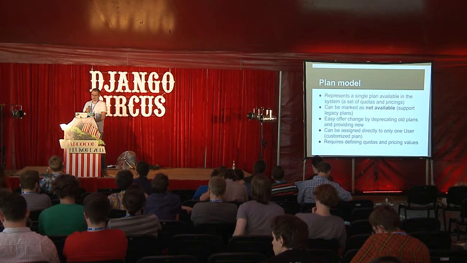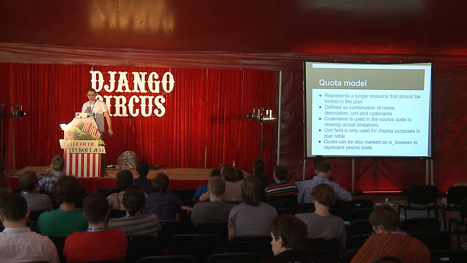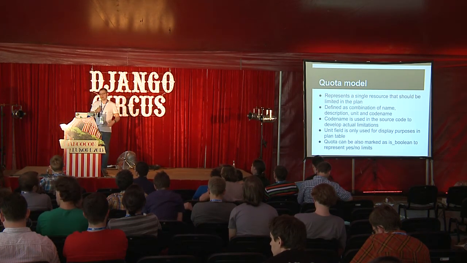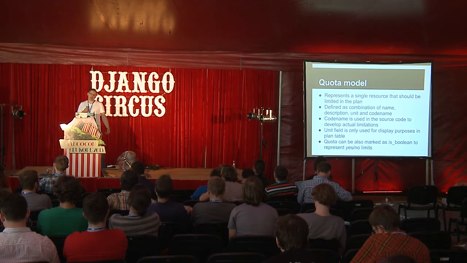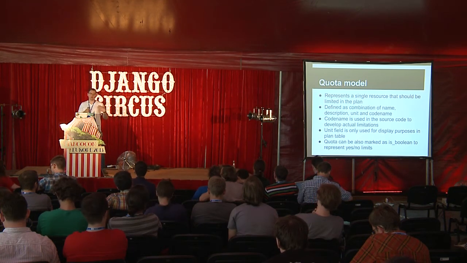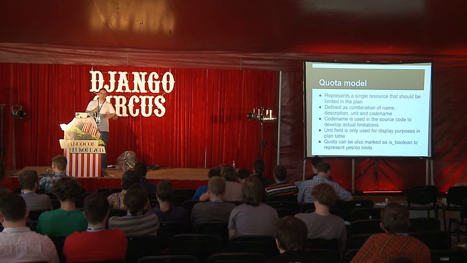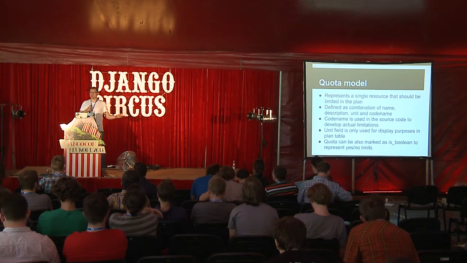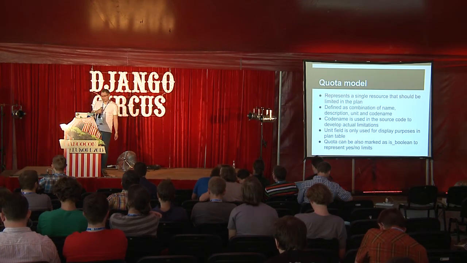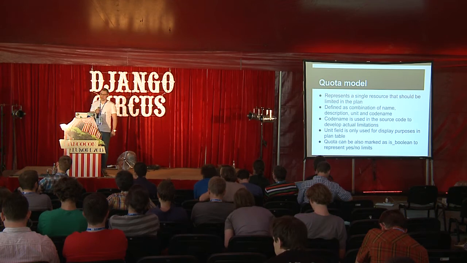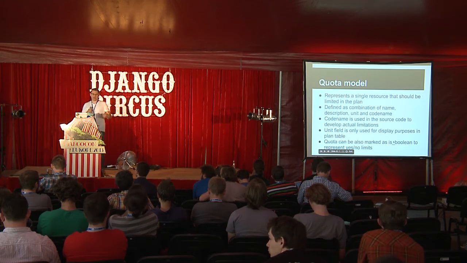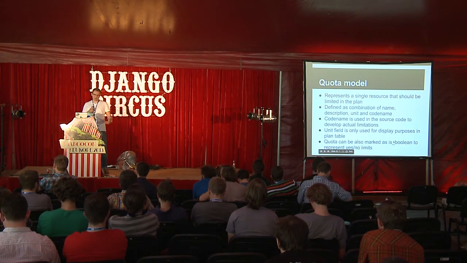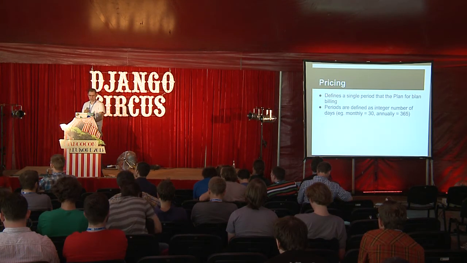Yeah, you need the quotas and pricings to define the plan, and the quota is just a name and description and unit and code name. In the code, you use these code names to refer to these quotas, and you can then, for example, not allow some objects or limit the number of some things, you know what I mean. So you can use those code names to limit something. And also you can have Boolean quotas that are yes-no kinds of parameters.